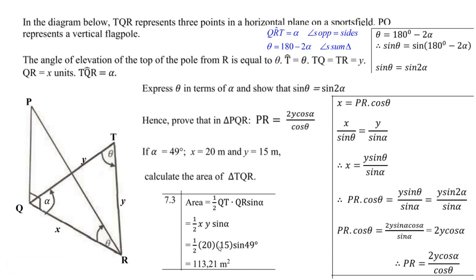And you just put in 20 for X, Y is 15, alpha is 49 degrees. Substitute it in and you get 2 free points. The area must be 113,21 square meters. And there you go. That's it.